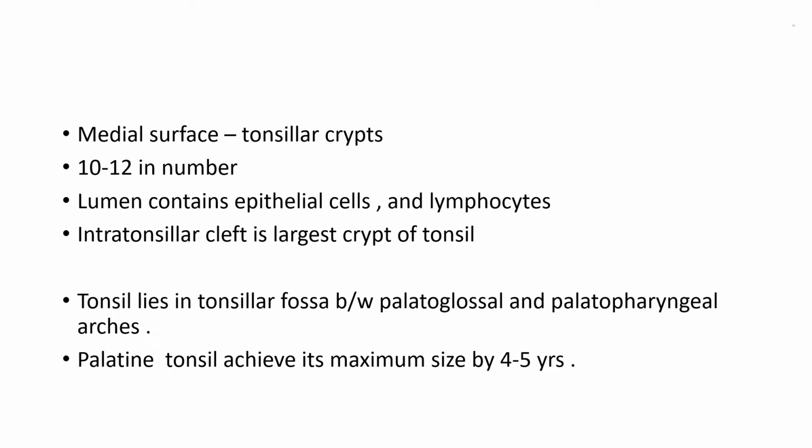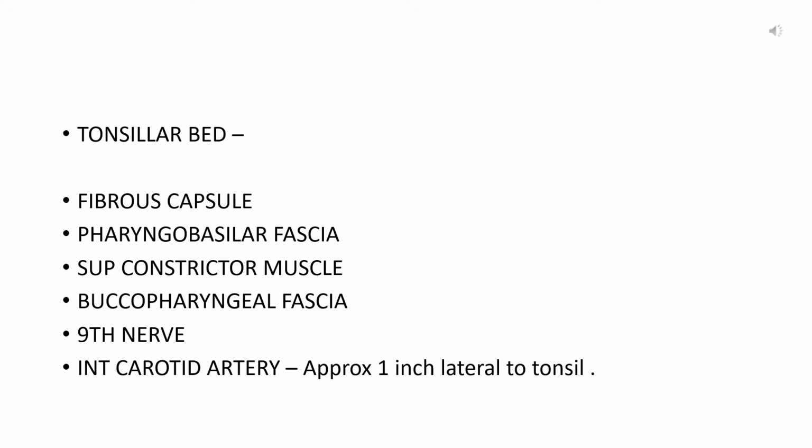Now coming to the structure of the tonsil, on the medial surface there are many tonsillar crypts, approximately 10 to 12 in number. The lumen of tonsillar crypts contains epithelial cells and lymphocytes. The largest crypt is the intertonsillar cleft, and as we have already discussed from the previous diagram, the tonsil lies in the tonsillar fossa that is formed by the space between palatoglossus and palatopharyngeus muscles. And the palatine tonsil achieves its maximum size by the age of 4 to 5 years.